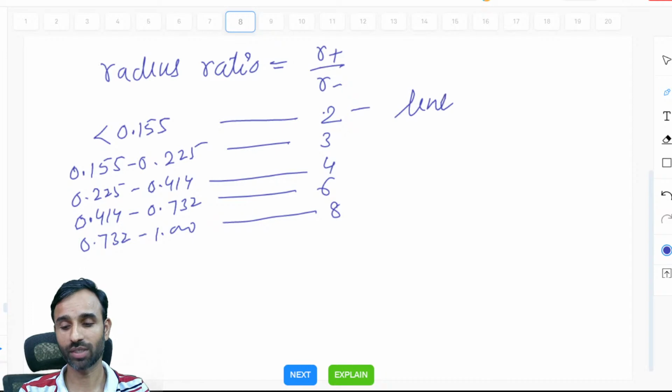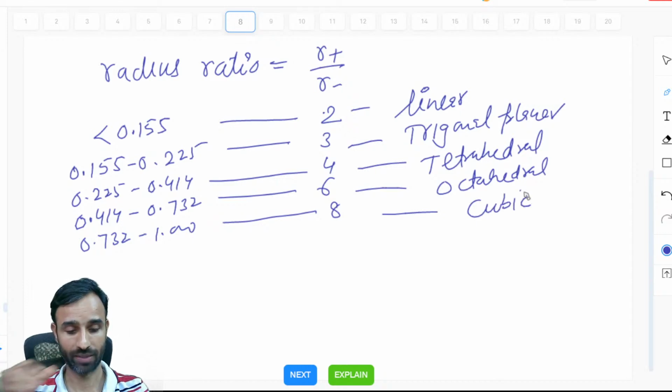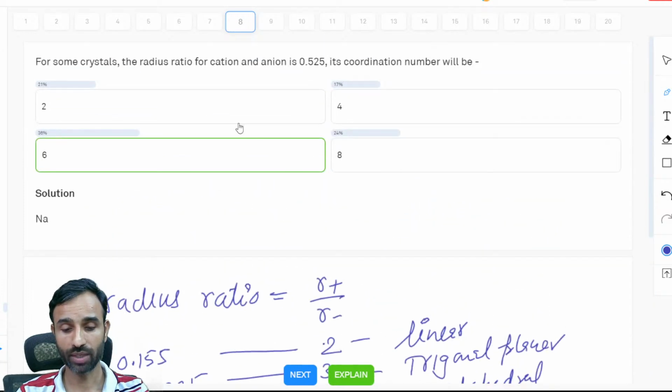Its arrangement of the void is linear, trigonal planar, tetrahedral, octahedral, and cubic. Okay, so in this way it is 0.525, so it is in between 0.414 to 0.732. That's why it is 0.525.